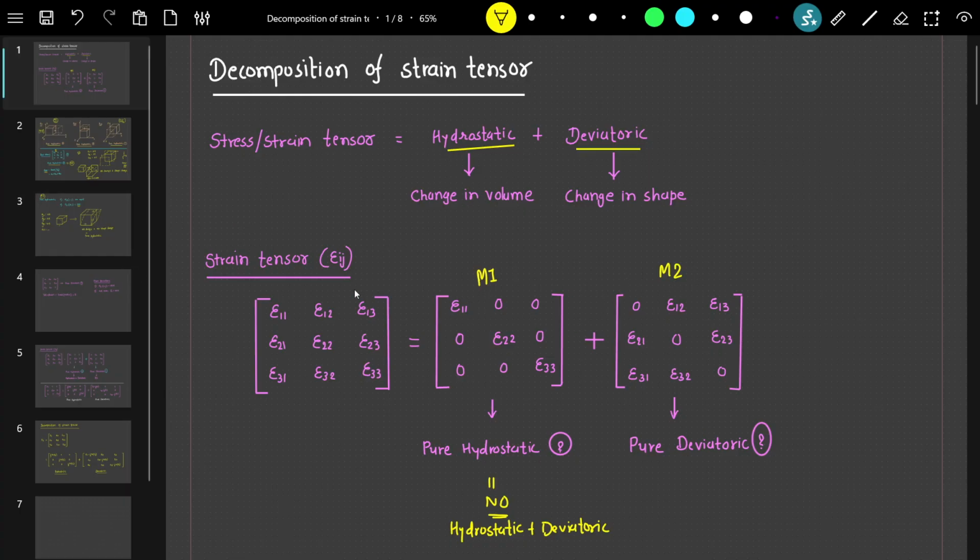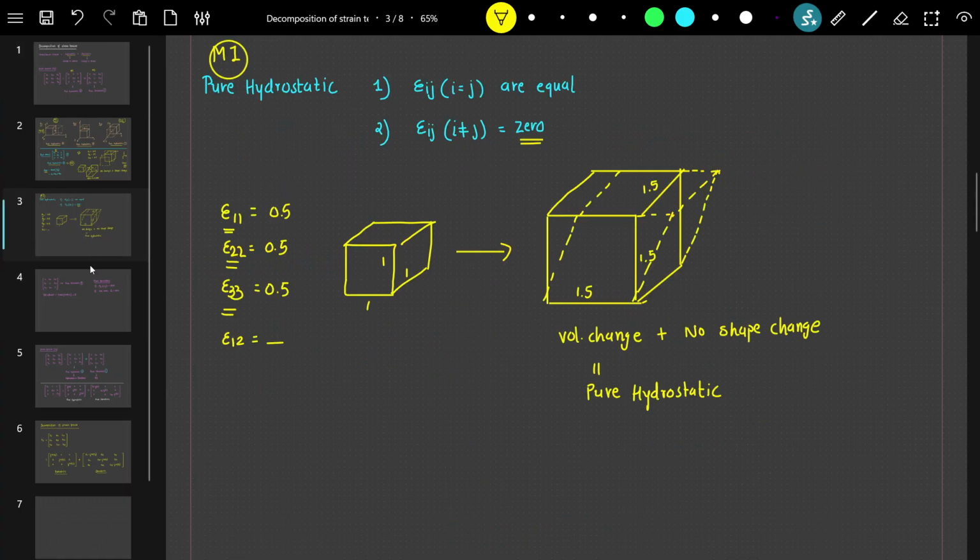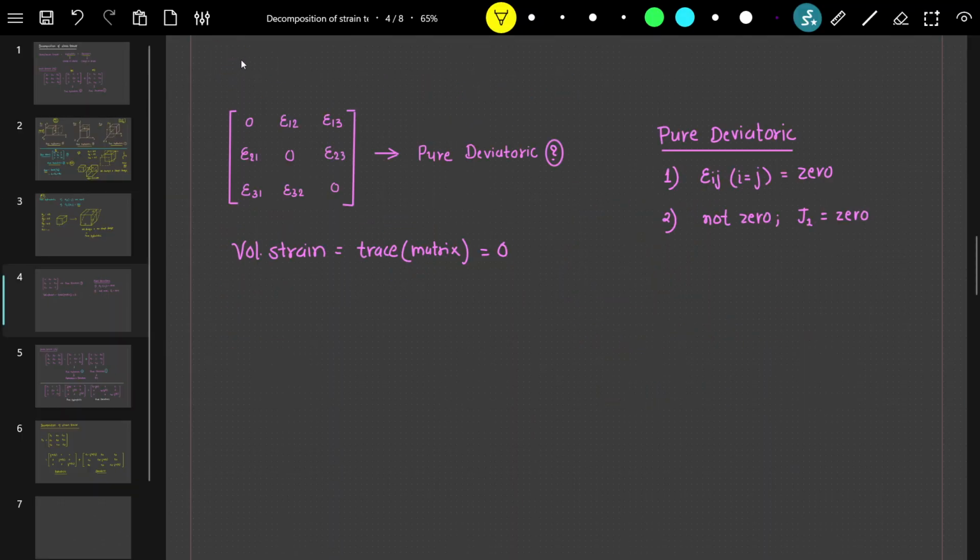Now let's talk about the M2 matrix. So this is M2, where all shear components are given. So whether this is pure deviatoric, we know the volumetric strain is the trace of that matrix, which is 0 plus 0 plus 0, which is 0. So we can say this is pure deviatoric, right? Because the volume change is 0.